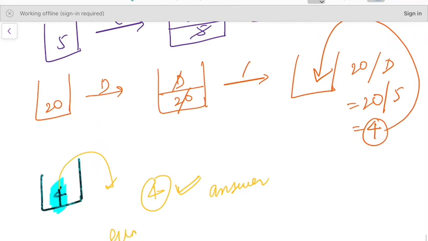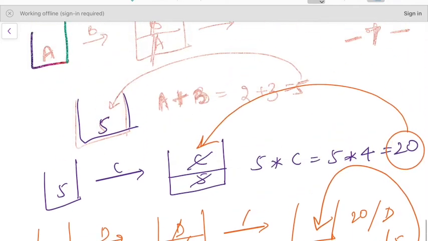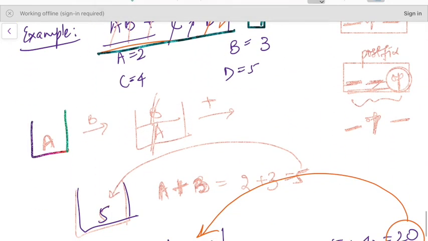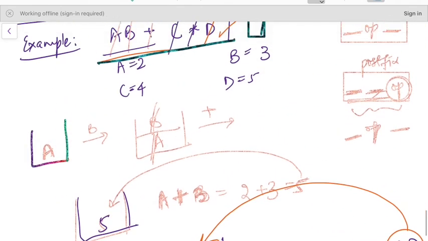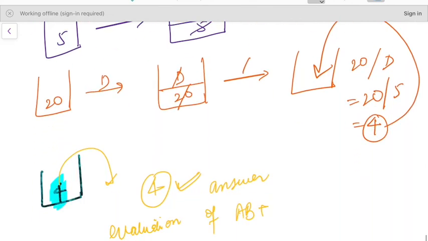So the evaluation is complete. Evaluation of what was the expression? AB plus C star D divided by comes out to be 4 when A equals 2, B equals 3, C equals 4, and D equals 5. Okay, so this is it.